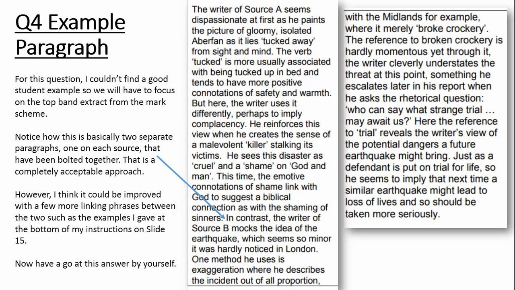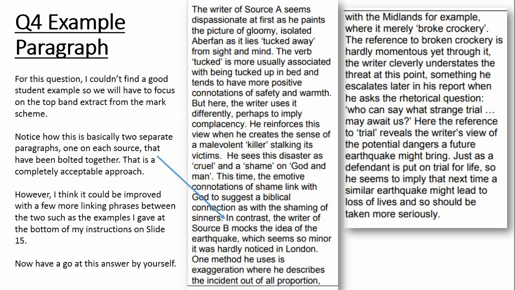He reinforces this view when he creates the sense of a malevolent killer stalking its victims. He sees this disaster as cruel and a shame on God and man. See there the clustered, short, pertinent quotations. Also, I like that phrase, he reinforces this view. That's a good phrase for building on a point that you've already made. So in terms of building detail, I think phrases like that are good to use.